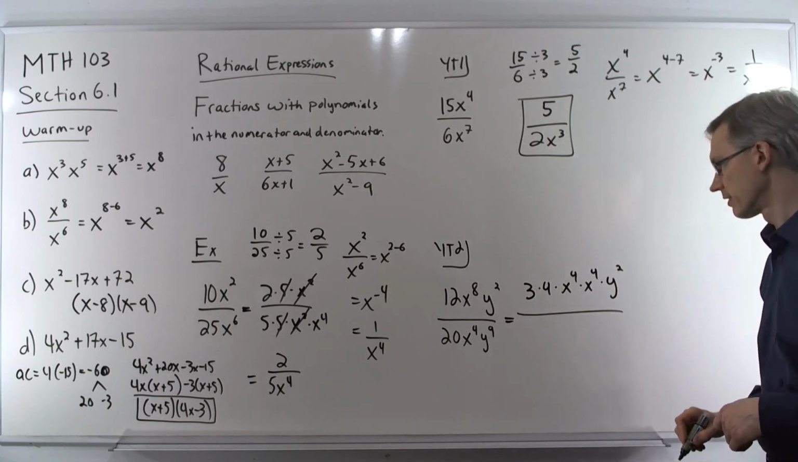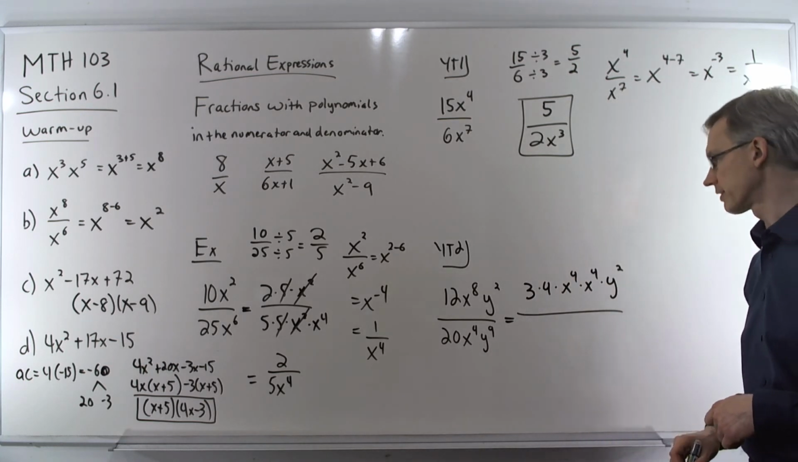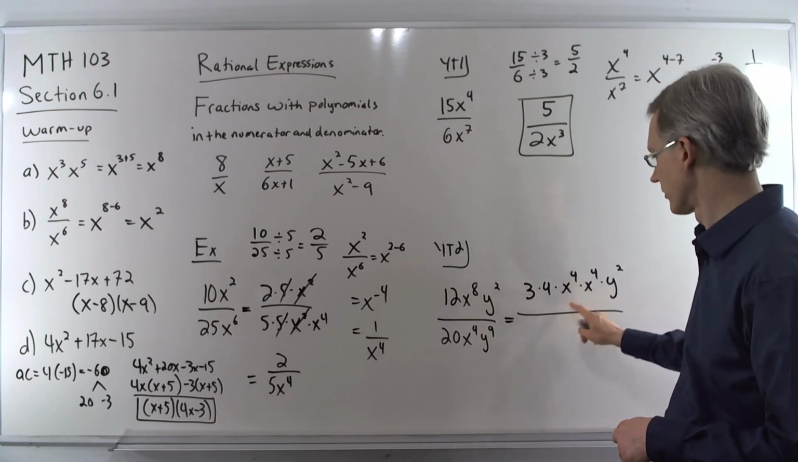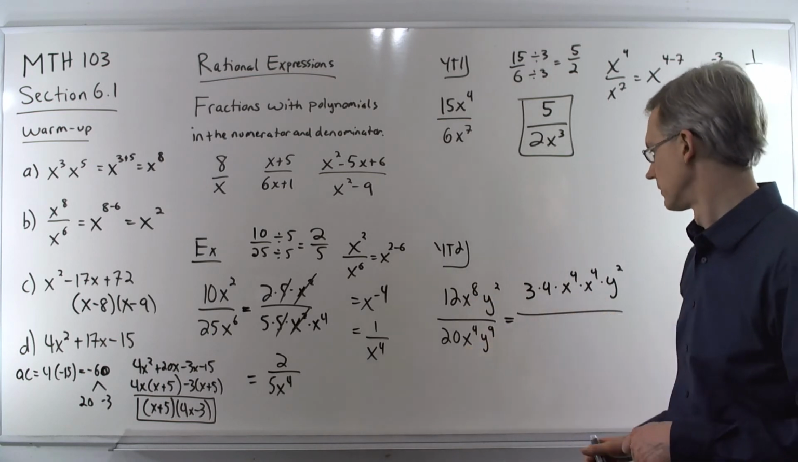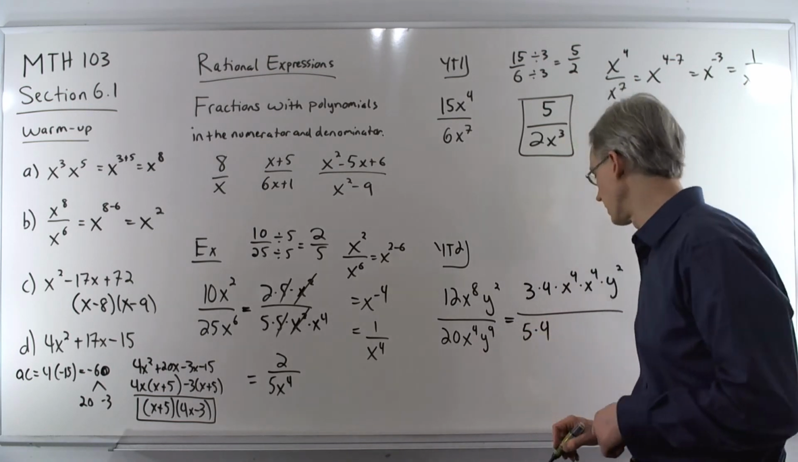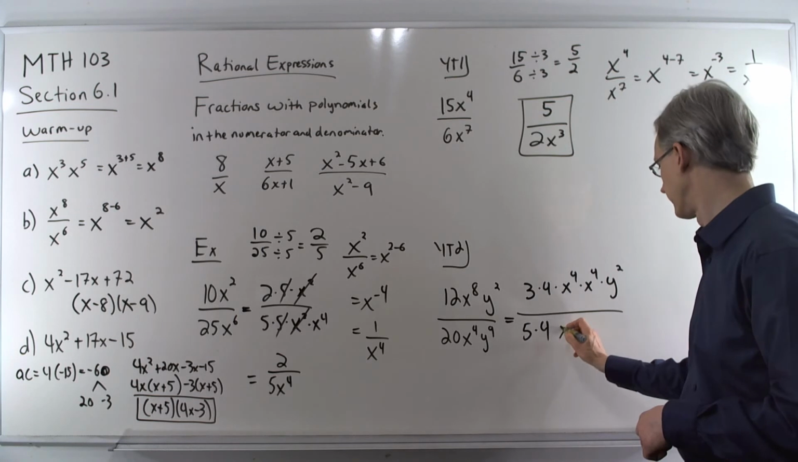I'm going to try the factoring method on this one. So I just broke everything up, and I broke up the x to the 8th into x to the 4th times x to the 4th because it matches what I have down here. So 20 is 5 times 4. We got x to the 4th.